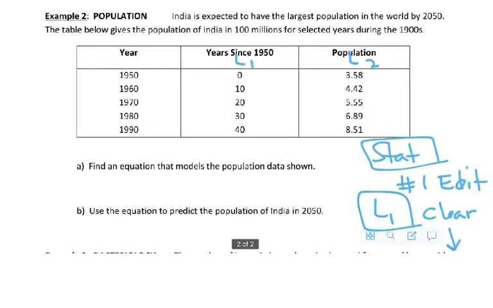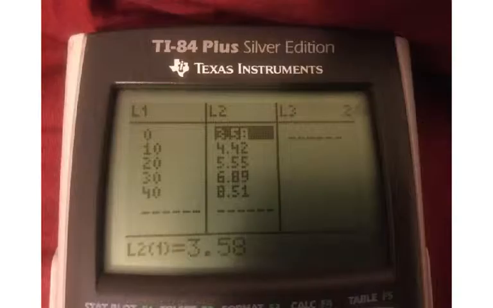So clear out your lists and put in 0, 10, 20, 30, 40 in list 1, and 3.58, 4.42, 5.55, 6.89, and 8.51 into list 2. And it should look like this.